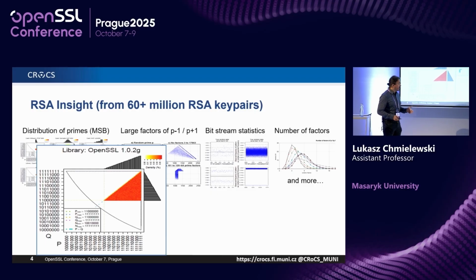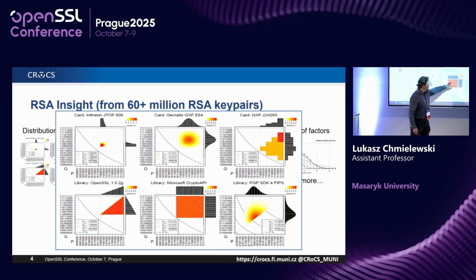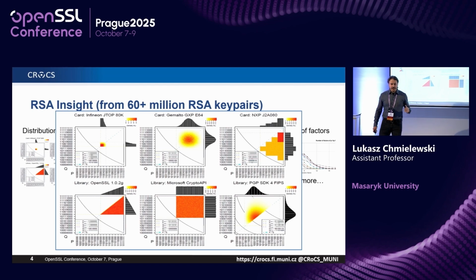This is not at all a security vulnerability. But what's interesting is that when you plot, in this example, 6 different crypto libraries, you can see that that's OpenSSL, that's Microsoft Crypto API, and essentially every crypto library has a different pattern. This is under the assumption that we know the private key, we know P and Q, so this is, let's say, not a big surprise. But the whole work aimed at figuring out such biases already from the public key.